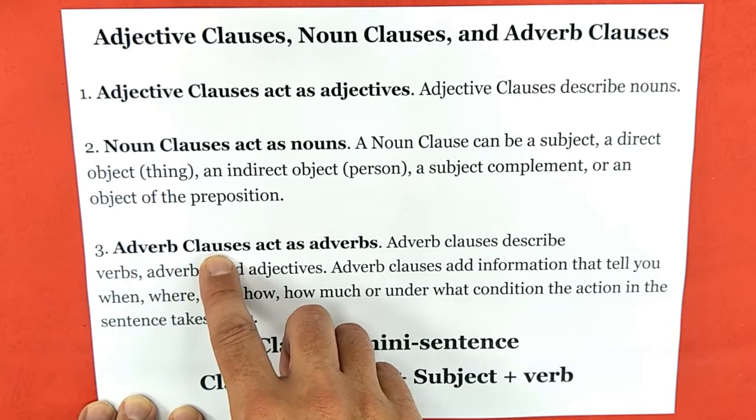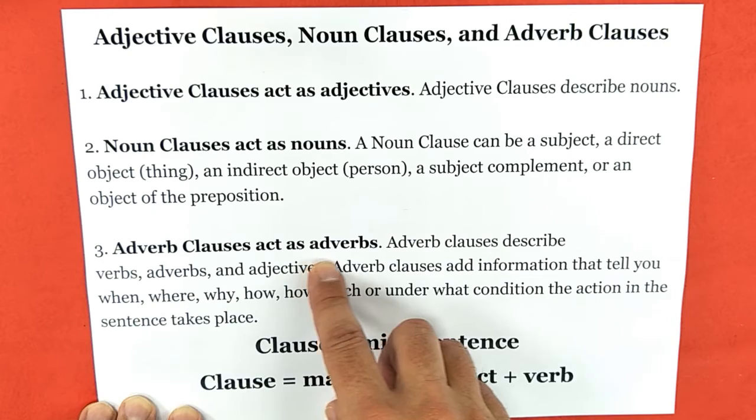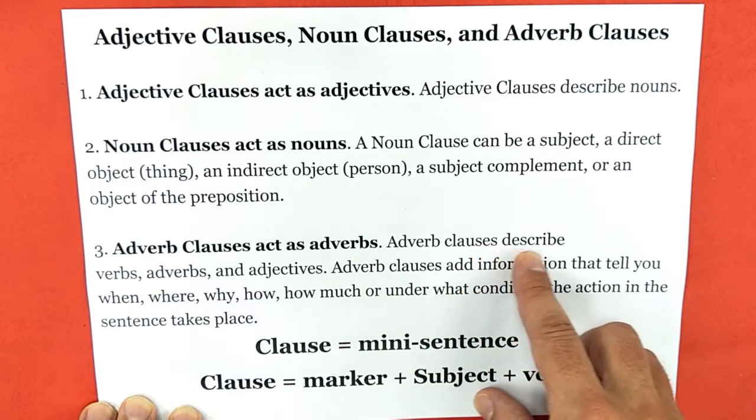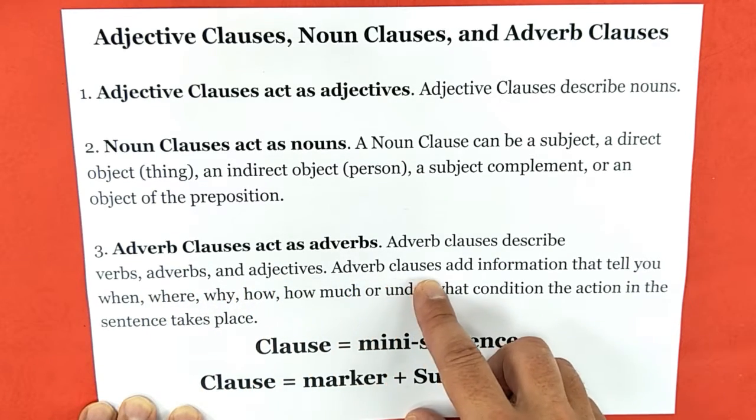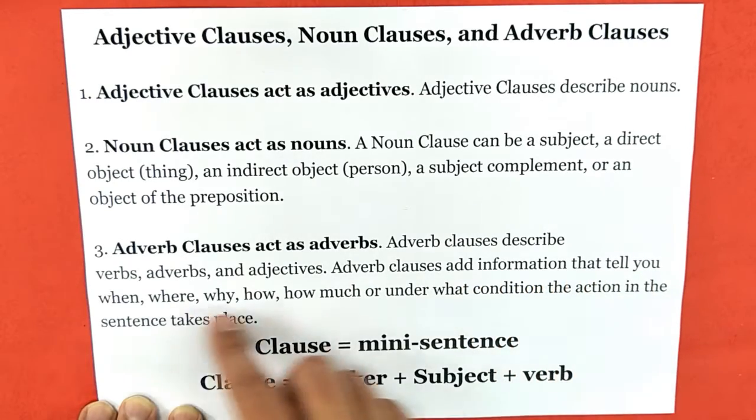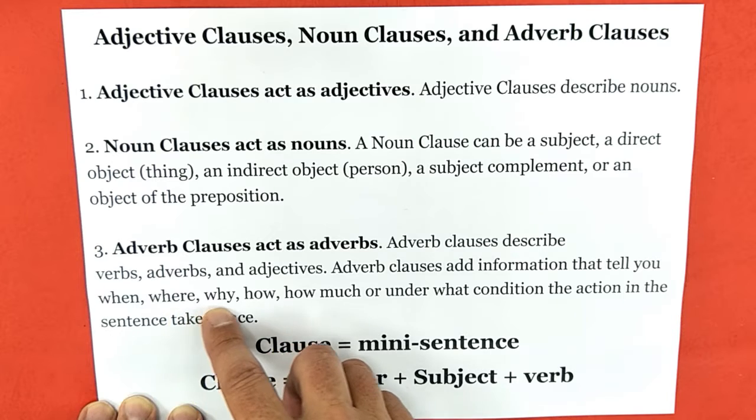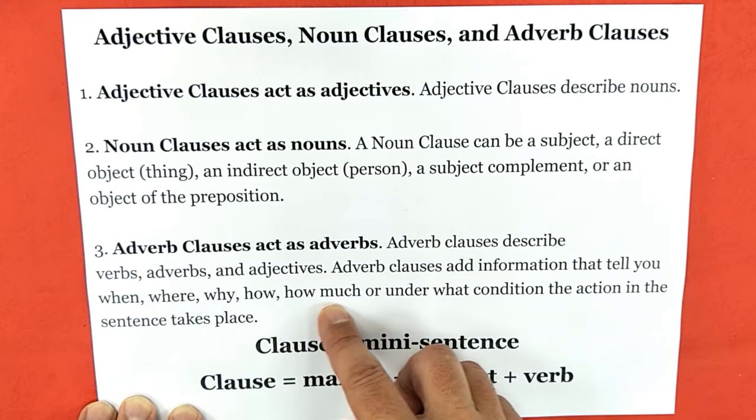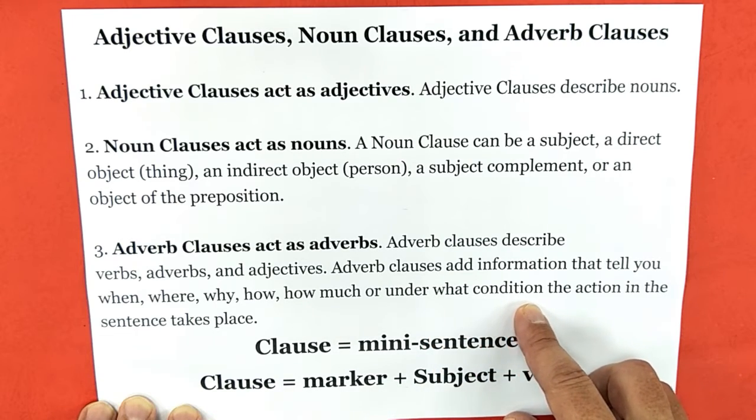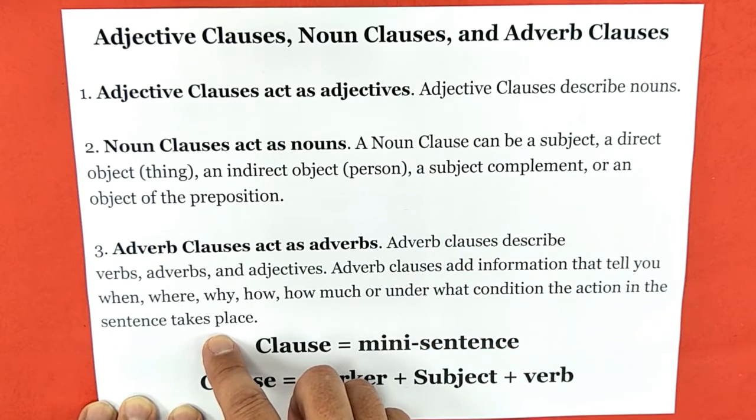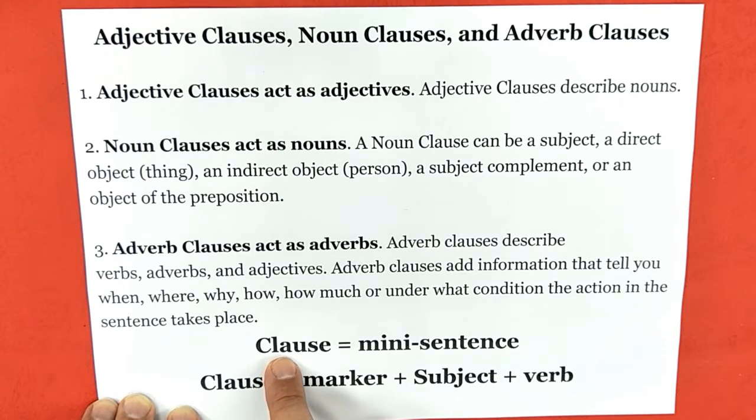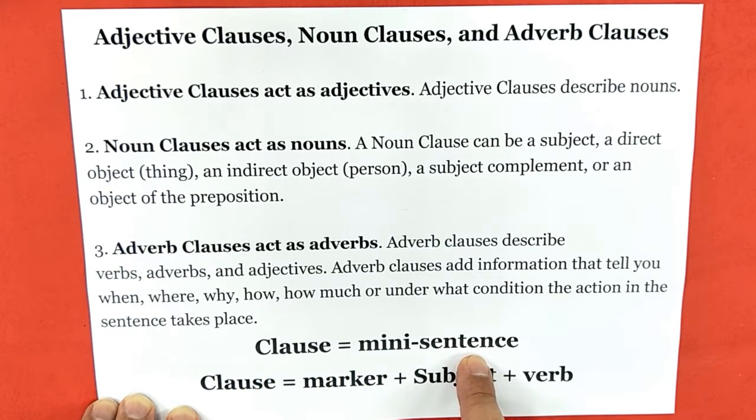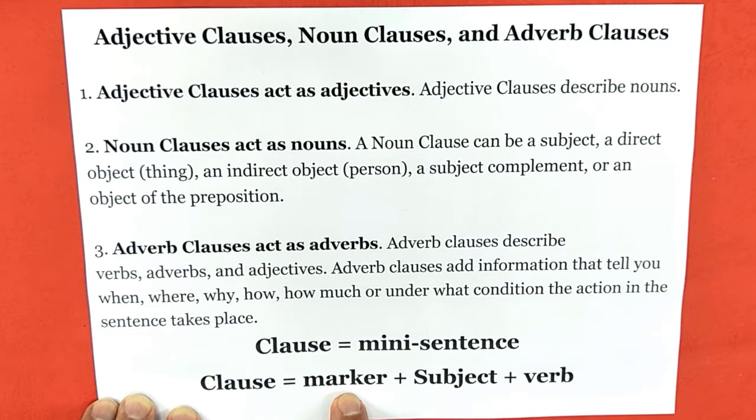Today, we're talking about adverb clauses. Adverb clauses act as adverbs. Adverb clauses describe verbs, adverbs, and adjectives. Adverb clauses add information that tell you when, where, why, how much, or under what condition the action in the sentence takes place. So let's remember, a clause equals a mini sentence. So a clause equals a marker plus subject plus verb.